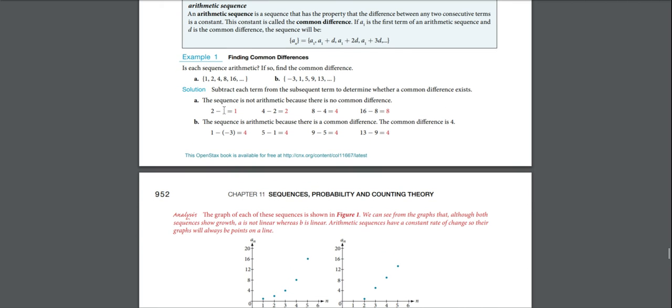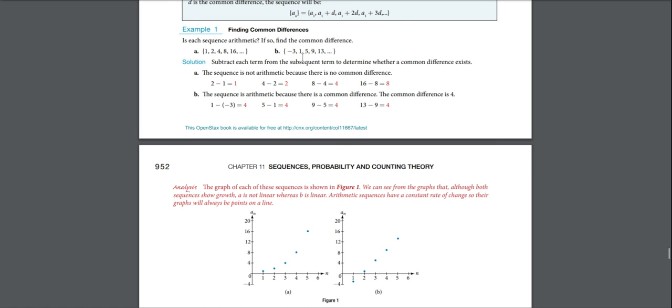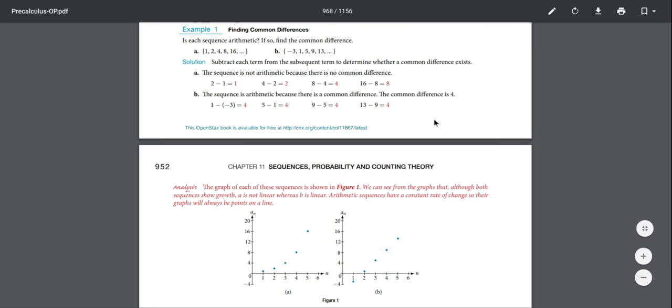Again, to find the common difference, you just subtract each time. In this one, they did 2 minus 1 is 1, 4 minus 2 is 2, 8 minus 4 is 4, 16 minus 8 is 8. Those numbers are all different, so this is not an arithmetic sequence. But in this one, 1 minus negative 3 is 4, 5 minus 1 is 4, 9 minus 5 is 4, 13 minus 9 is 4. We get 4 each time. It is the same, so it is an arithmetic sequence with a common difference of 4.